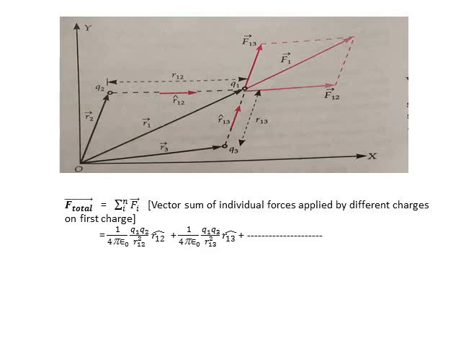In a similar way, by generalizing this formula, you will get the total force equal to the vector sum of individual forces applied by different charges on the first charge. Mathematically, it will be equal to Q1 Q2 upon 4 pi epsilon naught R12 square R12 cap, plus Q1 Q3 upon 4 pi epsilon naught R13 square R13 cap, and so on.